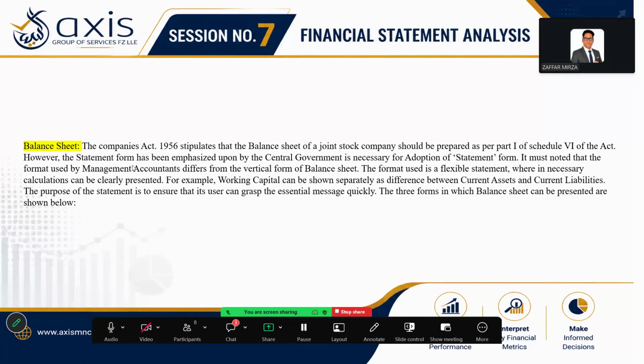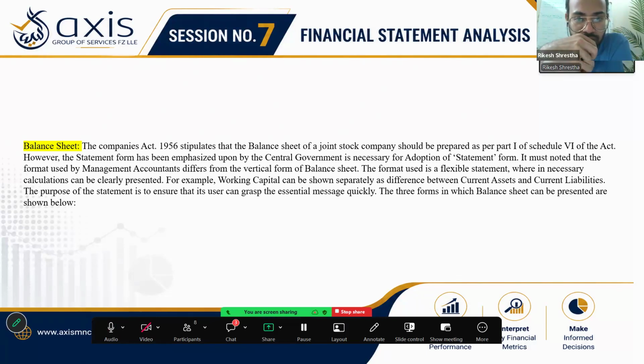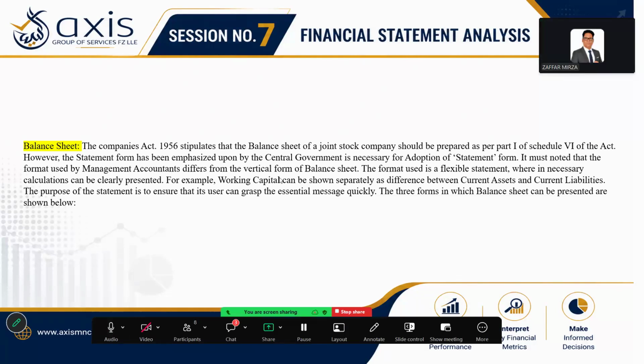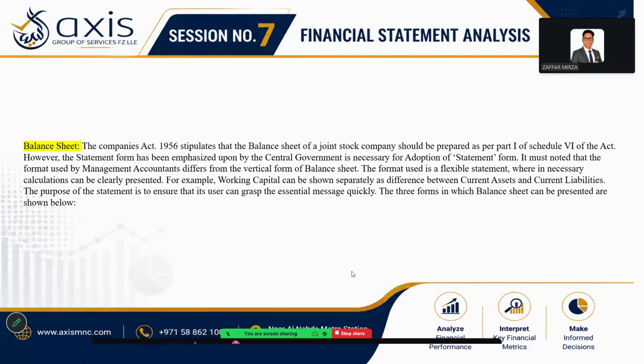Management accountant means we are, T format. So the management accountant is not using the vertical form of balance sheet here. The format used is a very flexible statement where necessary calculations can be clearly presented. For example, working capital can be shown separately as the difference between current assets and current liabilities. The purpose of the statement is to ensure that its user can grasp the essential message quickly.